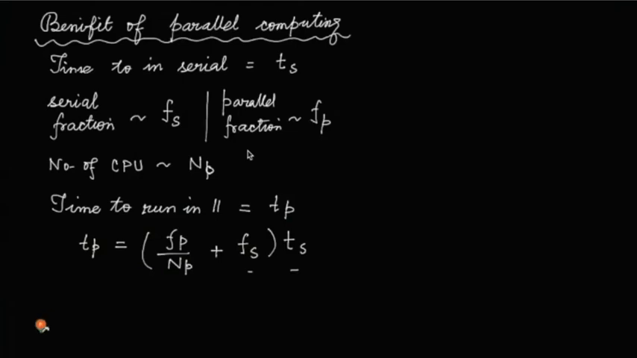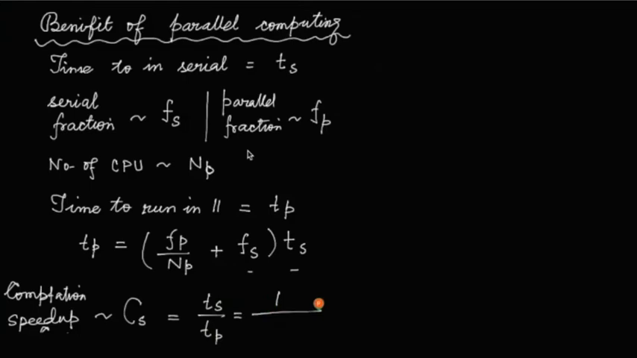So we can say that, how much is the speed up in doing this? That's essentially the ratio of single to the parallel. So obviously Ts is greater than Tp. So this is 1 by Fp by Np plus Fs. Okay, any question?